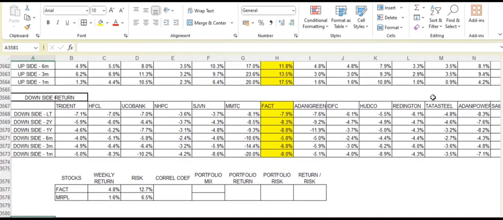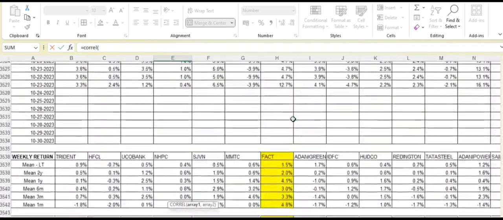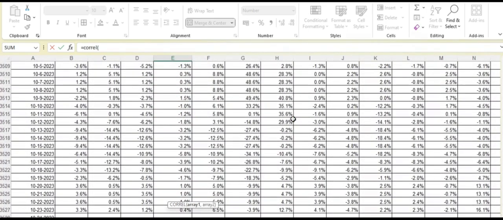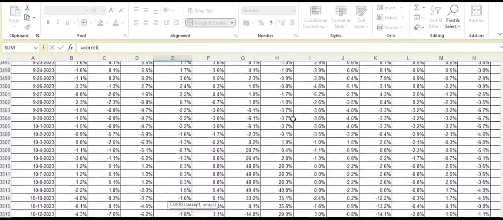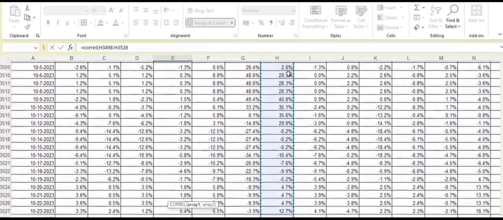Now we will have to calculate their correlation coefficient, because so far we haven't done that, and to do that we will use the CORREL function in Excel. So we will type CORREL, and remember, we are only interested in the correlation in the last 1 month. So if we go up, we will have to pull out the last 1 month correlation value, which will be, let's say, from the 24th of September going up to the 23rd of October, right? These are the base dates.